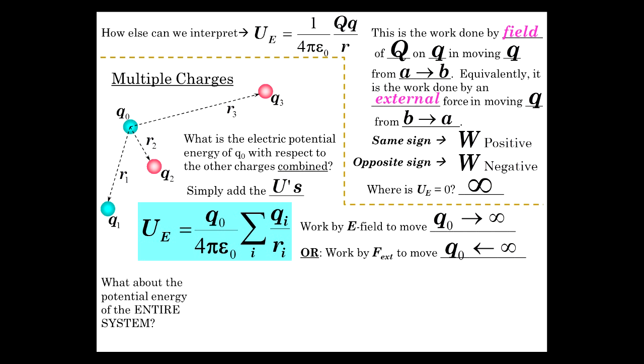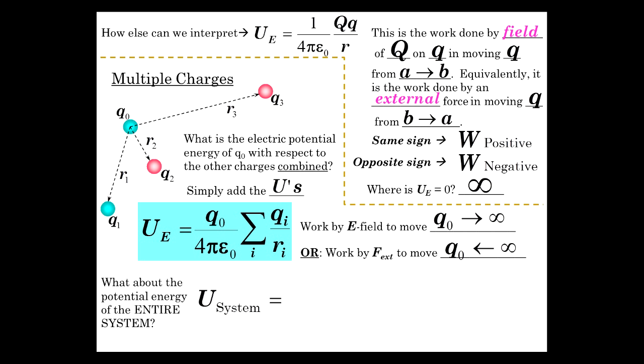But that's just worried about Q0. You move Q0 infinitely far away, these guys still have a close proximity, so they have energy with respect to each other yet. So what about the energy of the entire system? Well, that seems like that could get a little complex. We took care of this guy. But now we have to do that for the other ones as well.